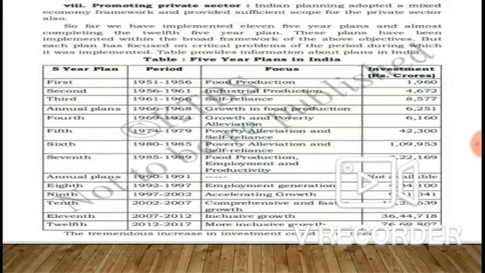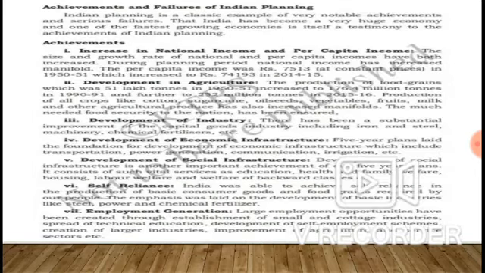So after this, let us move to the next one, the achievements and failures of Indian planning. Where we got achievements and where we failed. Indian planning is a classic example of both notable achievements and serious failures. That India has become a very huge economy and one of the fastest growing economies is itself a testimony to the achievements of Indian planning. So let us know about the achievements of Indian planning.